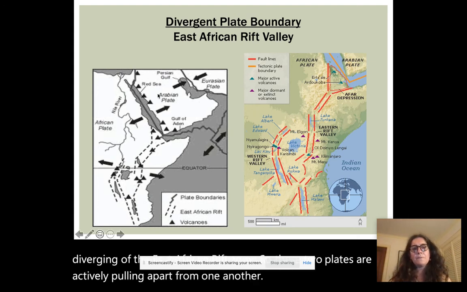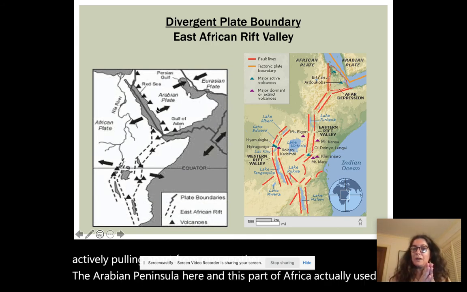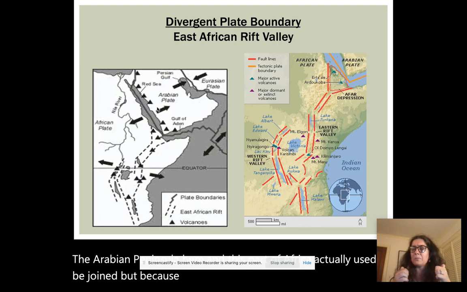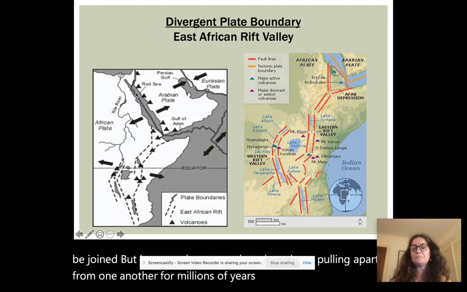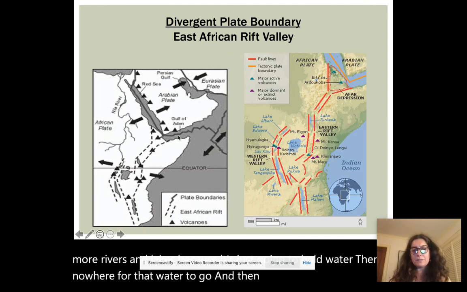Now, the Arabian Peninsula here and this part of Africa actually used to be joined. But because those two plates have been pulling apart from one another for millions of years, it thinned this continent and then became so thin that it allowed in, as you will see here, more rivers and lakes because it's just going to hold water. There's nowhere for that water to go. And then eventually, what will happen is the sea will come in, as it did here for the Red Sea.